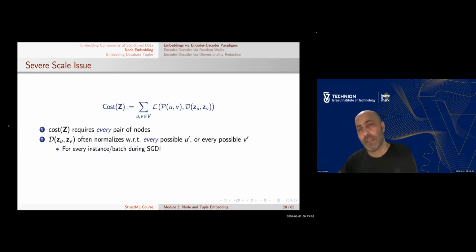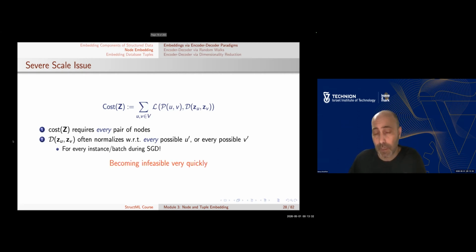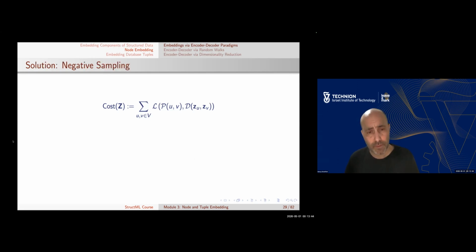Okay, and there's another issue. This decoder function is often required to be normalized, maybe across the U's or across the V's. And so to compute this D, you often need to consider every possible ZU or every possible ZV. And that is something that you do in every iteration of SGD. That's a lot. That becomes infeasible very quickly. And there's a trick that is commonly, repeatedly used to accommodate this difficulty. And this is the idea of negative sampling.